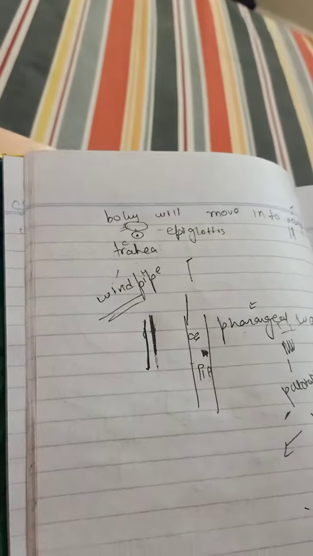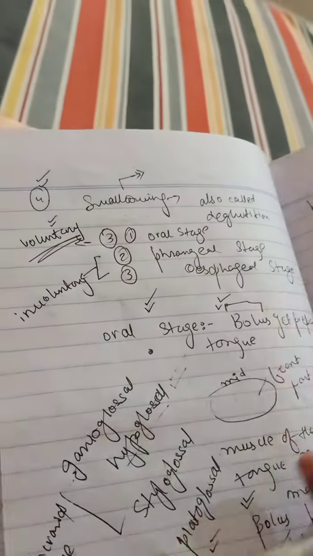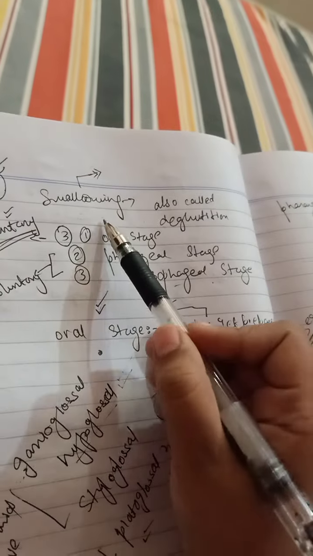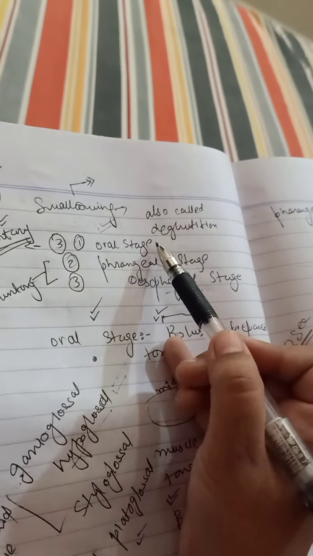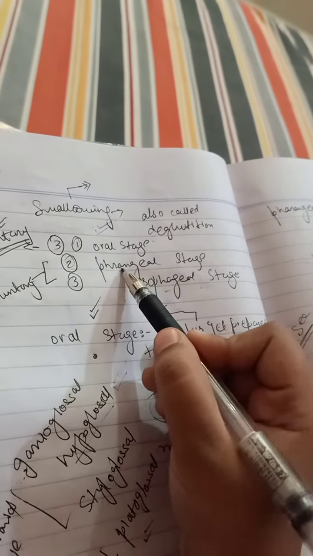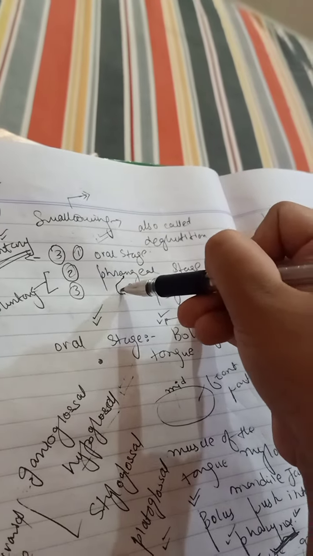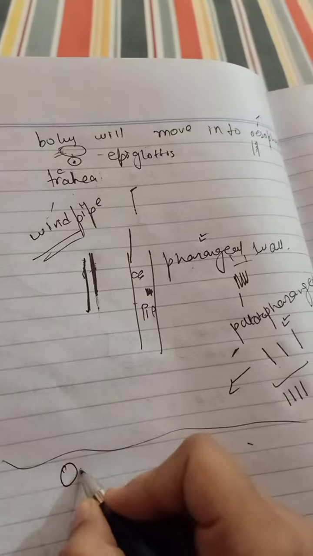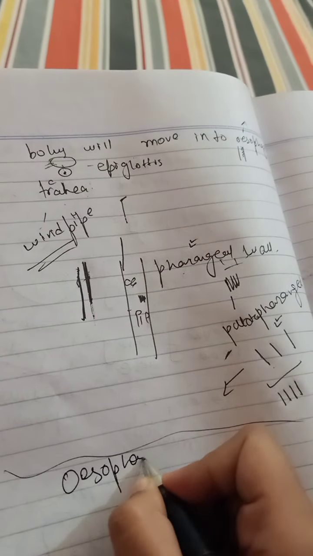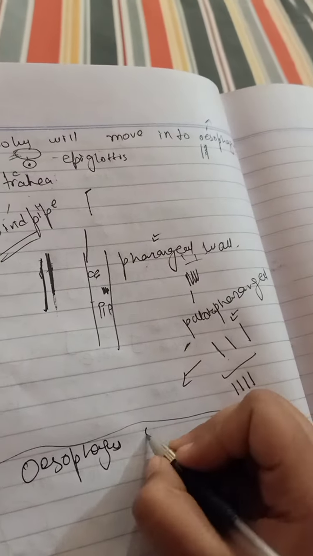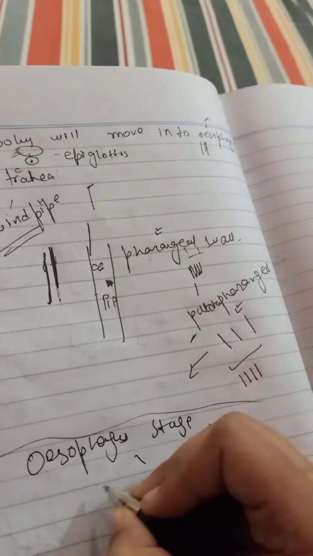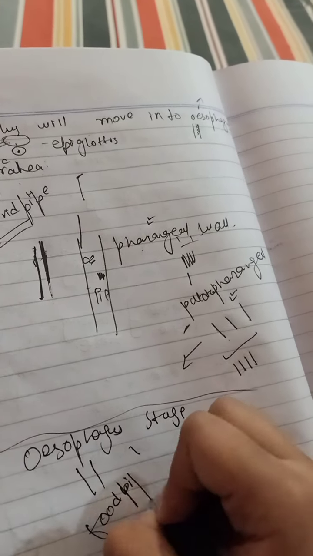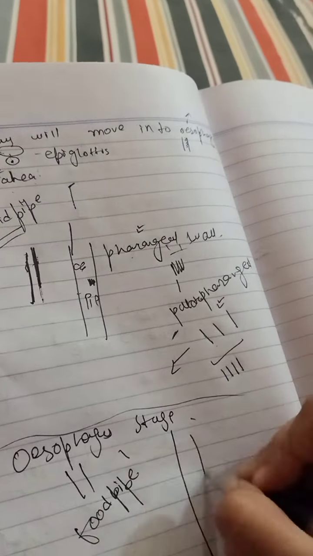Okay, now let's move toward the esophagus stage. From the buccal cavity, the bolus moved to the pharyngeal stage, and now from the pharynx, the bolus is in the esophagus stage. So what is the esophagus? The esophagus means the food pipe. Okay, so this is the food pipe.